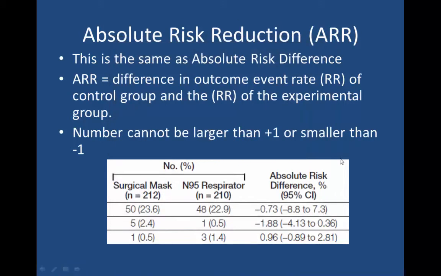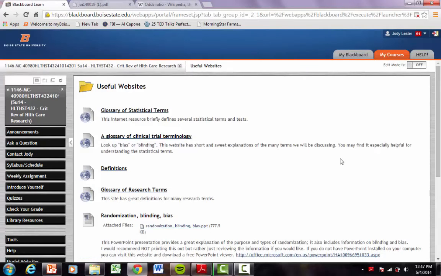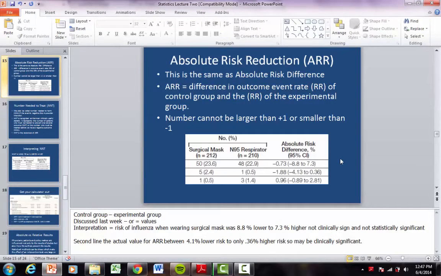And if I went to Wikipedia to figure out the math, can you see whether they did absolute risk reduction or absolute risk increase? Because each of those is possible. They just took the EER, and remember up here, that was the events in the experimental group divided by the total number of patients in the experimental group, minus the control group, CER, the events in the control group divided by the total participants there. Now, they'd already calculated your risk in this study.